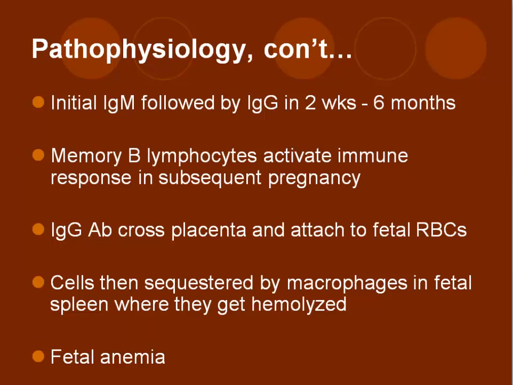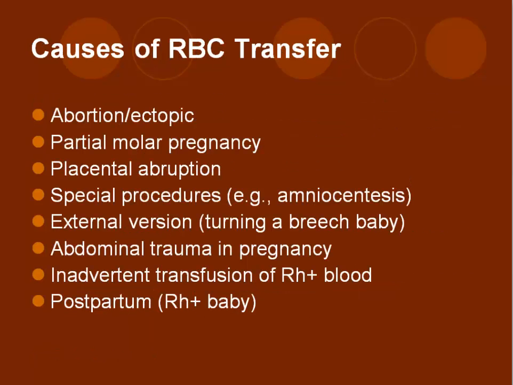In the next pregnancy with an Rh positive fetus, the mom's memory B lymphocytes are activated to produce antibody against the D antigen. What circumstances might allow transfer of fetal red blood cells to the mom that leads to her sensitization against the Rh antigen? Several possibilities are listed here.